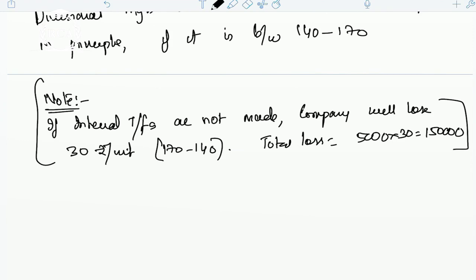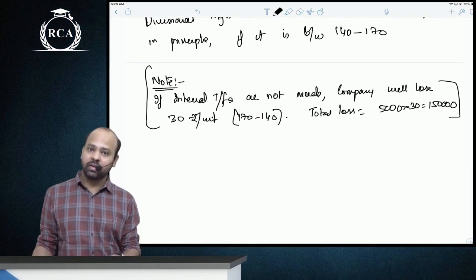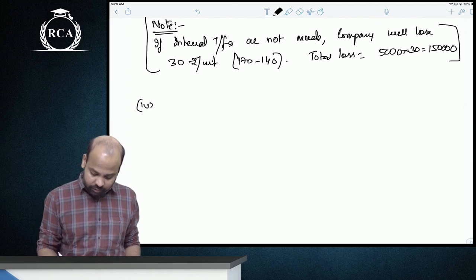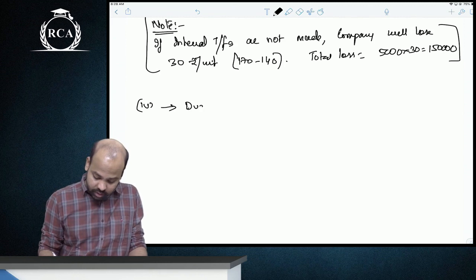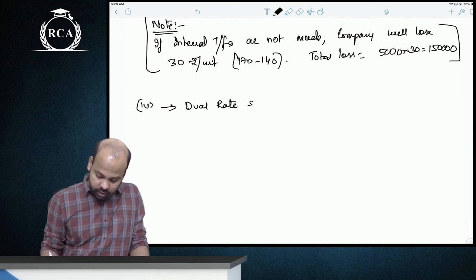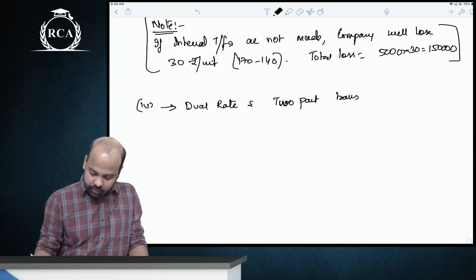I hope you're all done with this. Now guys, let us move to the fourth bit. Fourth bit is a theory question. You guys will be able to answer that. Fourth question is again a normal question: dual rate transfer pricing and two-part transfer pricing systems.